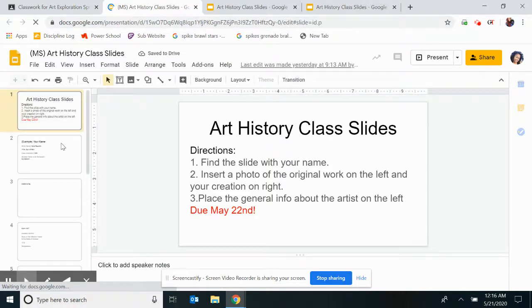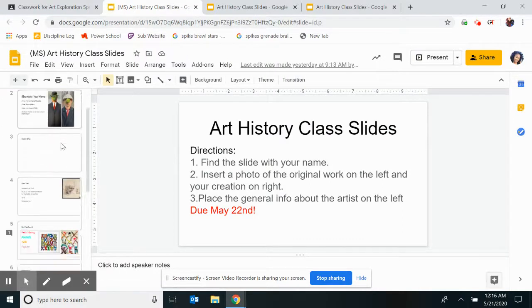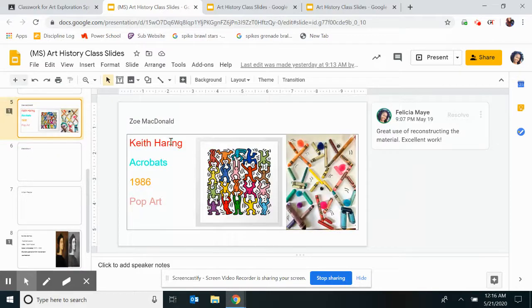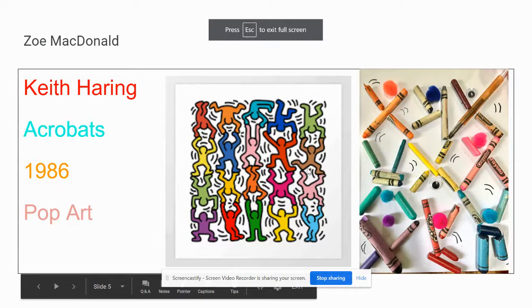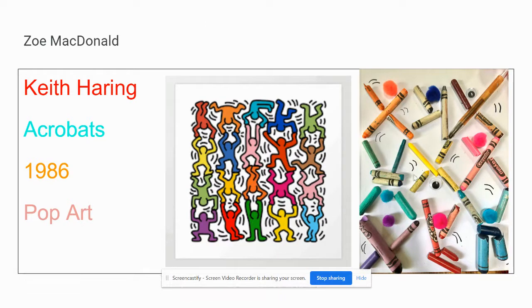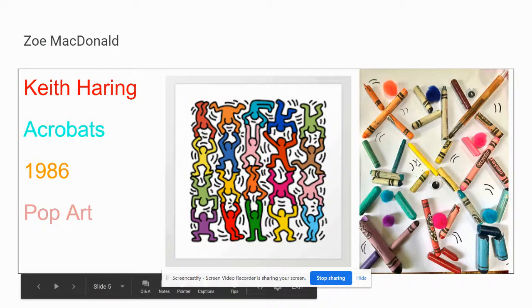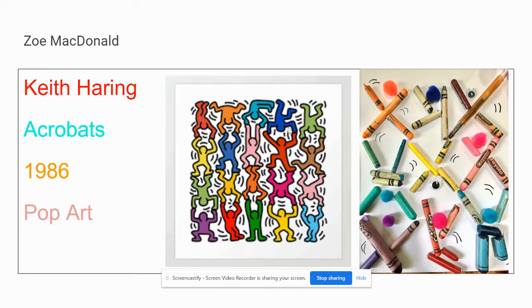I didn't even check that yet. Okay, so I thought this one was really cool. This is a Keith Haring piece, and she decided to break up crayons, and it looks like she wrote on a board or some paper to express this composition, and I thought that was very creative.